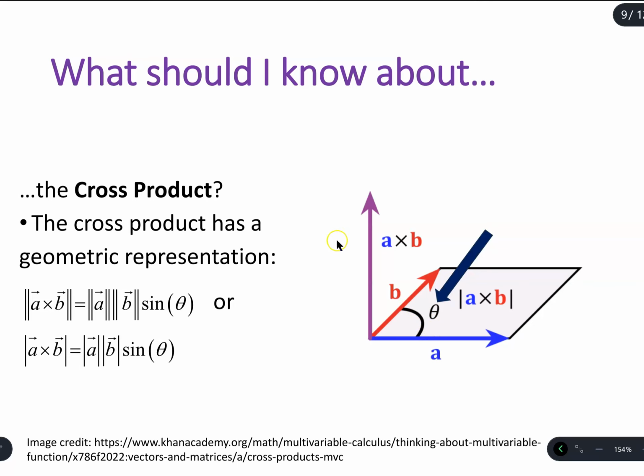So again, the length or magnitude of the result of a cross product of vector A and vector B is equal to the magnitude of vector A times the magnitude of vector B times the sine of the angle that separates those two vectors. So let's go ahead and take a look at an example.